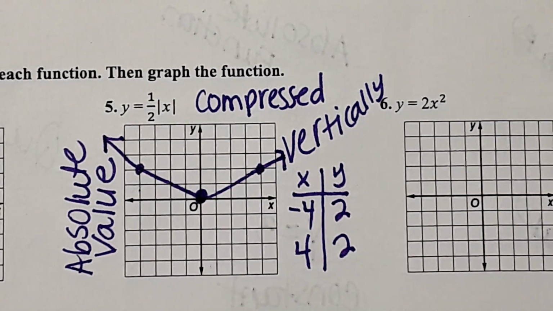I'm just picking 2 points so I can get an idea of my shape, okay? It should be wider than my parent function because it's been compressed. I think I picked an even number, so I went out -4 and 4. The graph goes to 5, but you can't take half of 5. So we know the absolute value of -4 would be 4. Half of 4 would be 2.